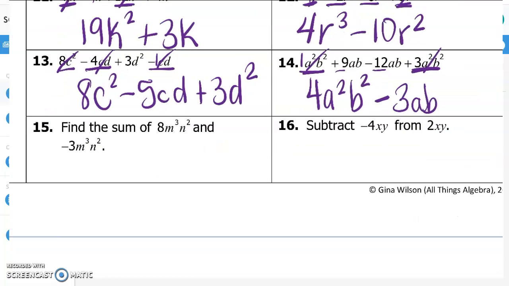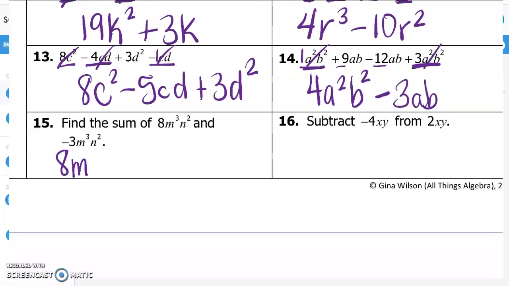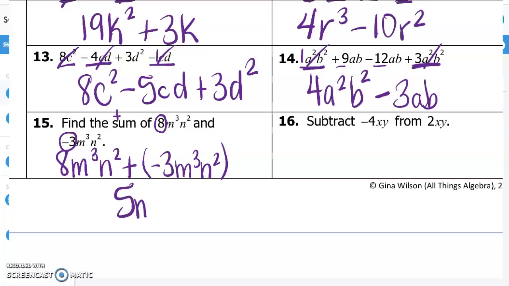Number 15 tells us to find the sum of 8m to the third n squared and negative 3m to the third n squared. So sum means add. Some of you aren't going to need to rewrite that, but if you want to. So I put the negative 3 in parentheses just so I didn't have the plus and the negative right next to each other, but if you don't, that's fine. They're like terms, so really all you needed to do is look at 8 plus, for sum, negative 3, and get 5m cubed n squared for your final answer. So you do not need to write that out if you don't need to.